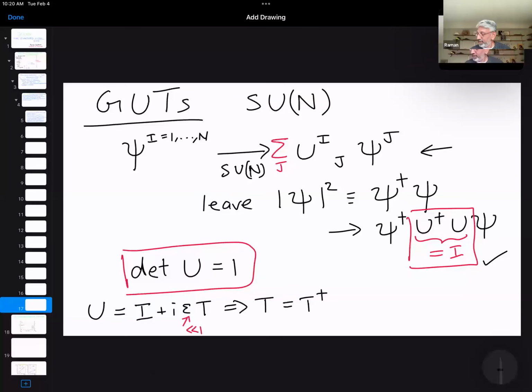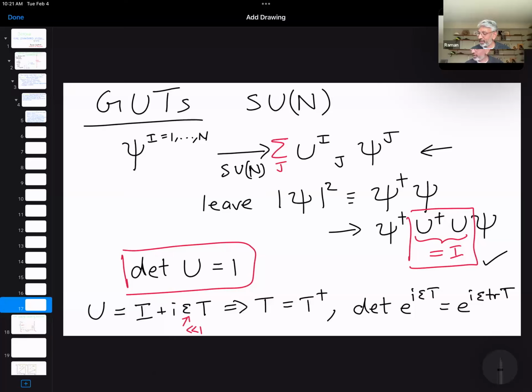And by using the fact that the determinant of an exponential, to order epsilon, this exponential is the same as 1 plus i epsilon T, but I'm writing it as an exponential because I can use the standard linear algebra identity that the determinant of an exponential of a matrix is the exponential of the trace of the matrix. Okay, so that's just an identity.